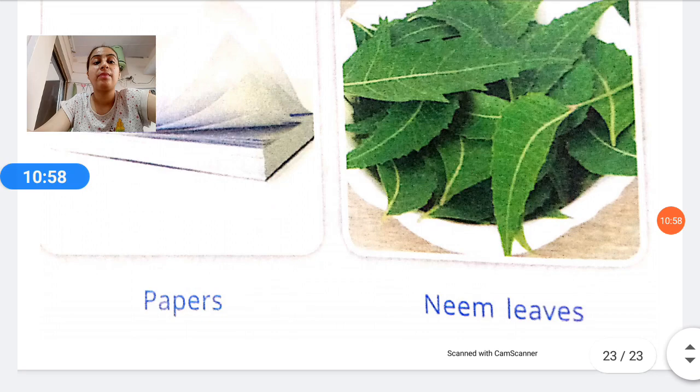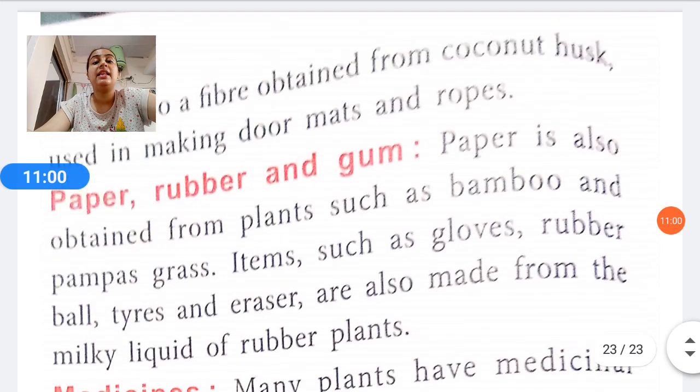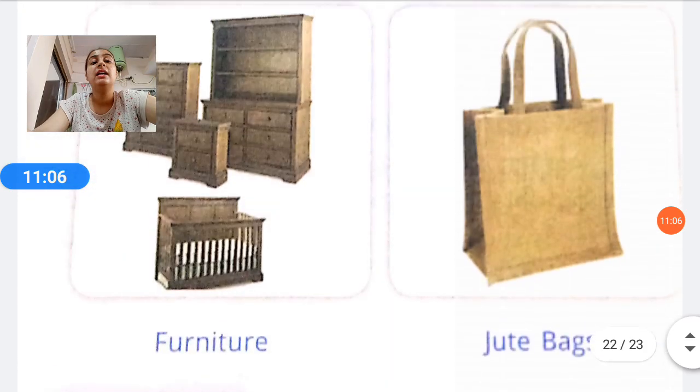So with this, our chapter number 6, the plants in the surroundings and the different types of plant products, is explained.